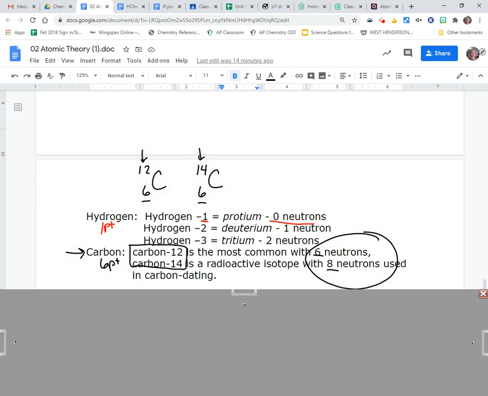Okay, so that's a little bit about atomic structure and the different notations so you can figure out protons, neutrons, and electrons of any atom.